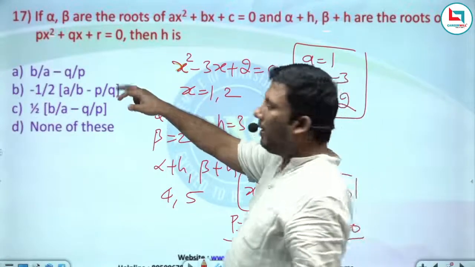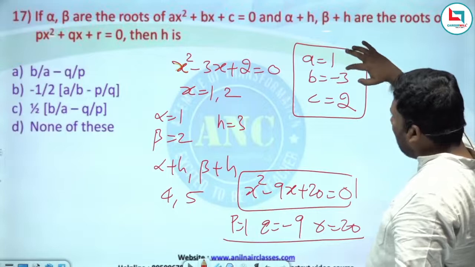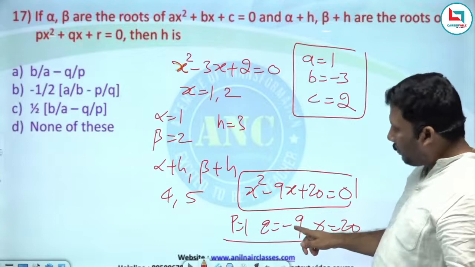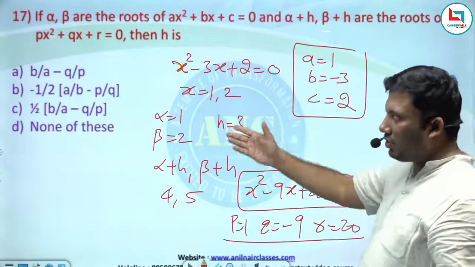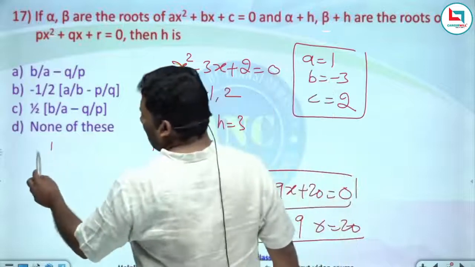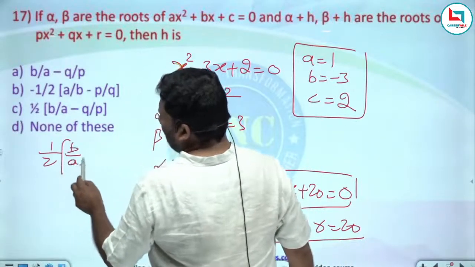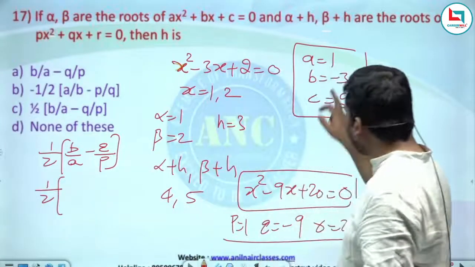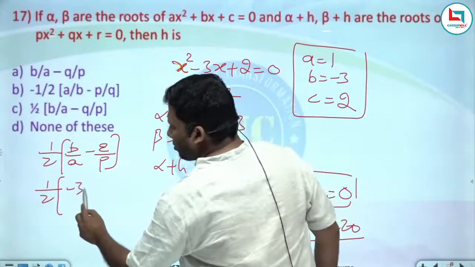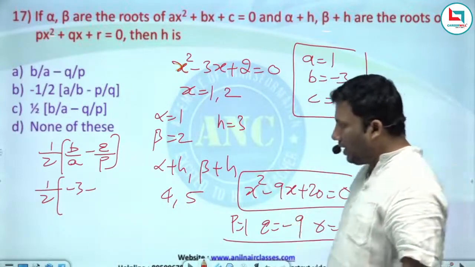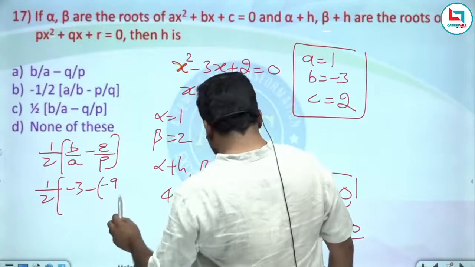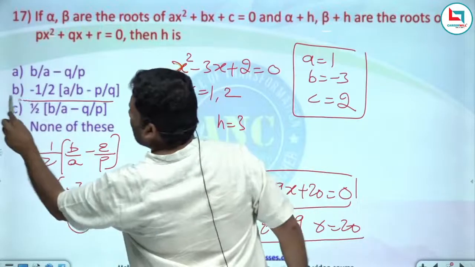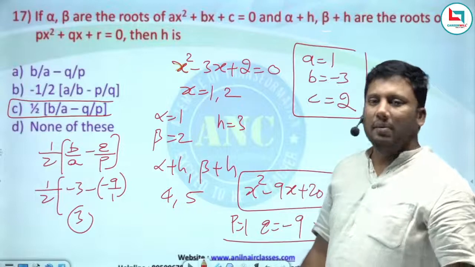Substitute here: B by A minus Q by P. B by A is minus 3 by 1, minus 3, minus Q by P, minus of minus 9. Substitute it like that. Check it with option C, half of B by A minus Q by P. B by A is minus 3 by 1, it is minus 3. Minus Q by P, minus of minus 9 by 1. 9 minus 3 is 6, 6 by 2 is 3. The h value is 3. So the answer is half of B by A minus Q by P.